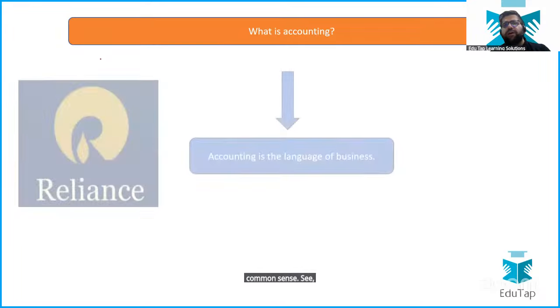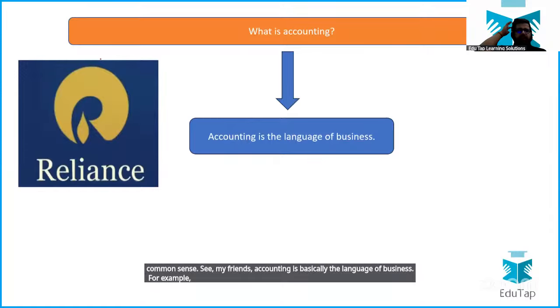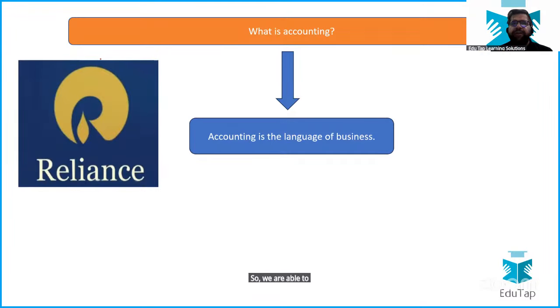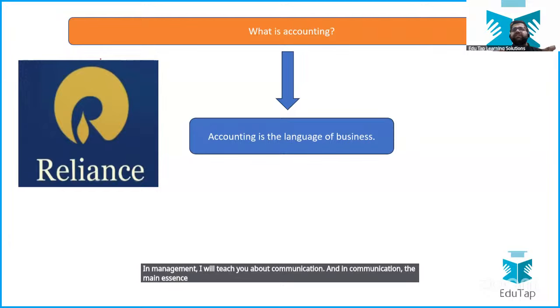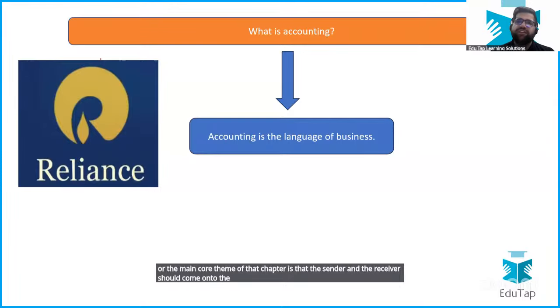See, my friends, accounting is basically the language of business. For example, currently we are talking in Hindi, English, and whatnot, so we are able to understand. Once you understand the topic of communication in your management classes, in communication, the main essence is what? Mutual understanding. The main core theme of that chapter is that the sender and the receiver should come onto the stage of mutual understanding.